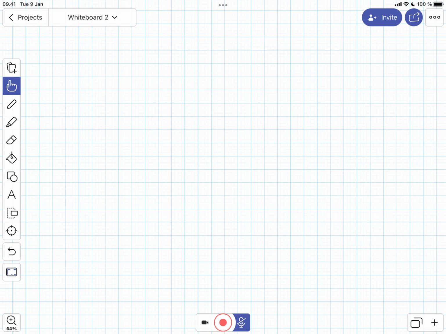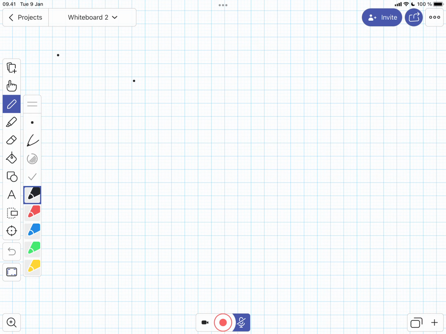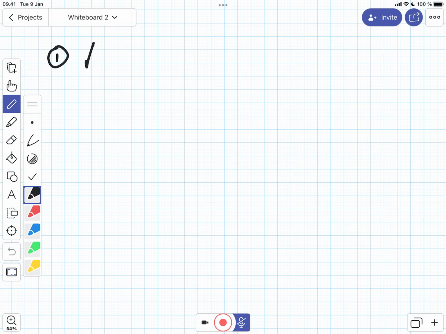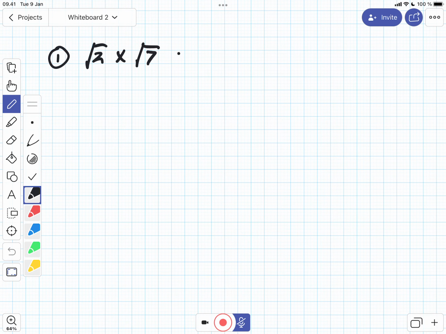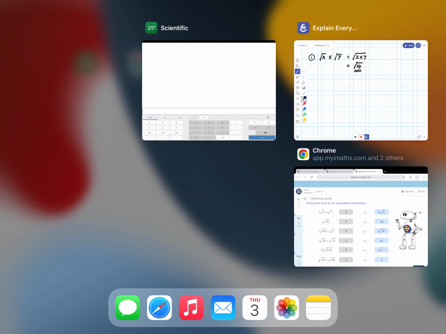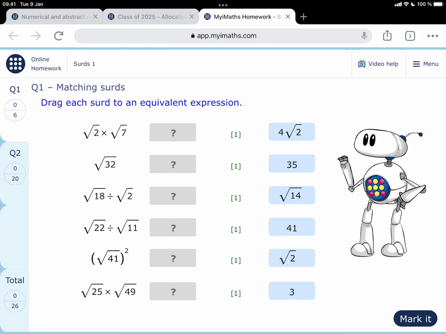So question 1, square root of 2 times the square root of 7. Well, the rule is that you can just write that as 1 surd, or square root of 2 times 7, and 2 times 7 is 14, so my final answer is the square root of 14. So just back to iMaths, and I'll bring that over.